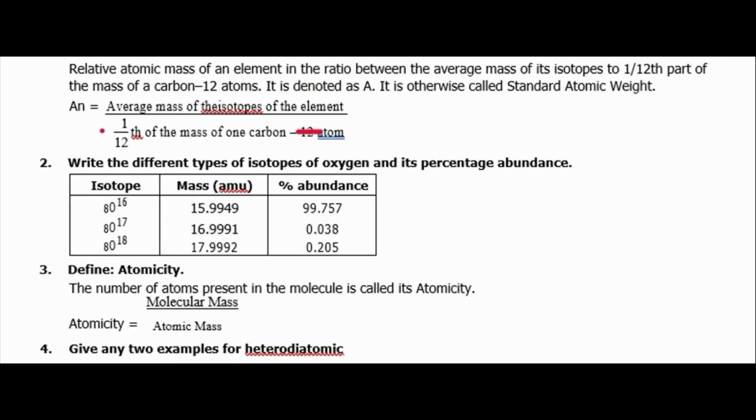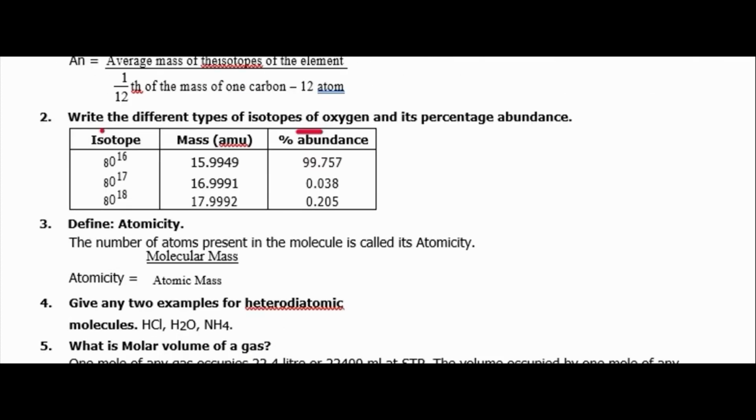Next, Roman letter short answer questions. First question, define relative atomic mass. Answer: relative atomic mass of an element is the ratio between the average mass of its isotopes to 1/12th part of the mass of a carbon-12 atom.